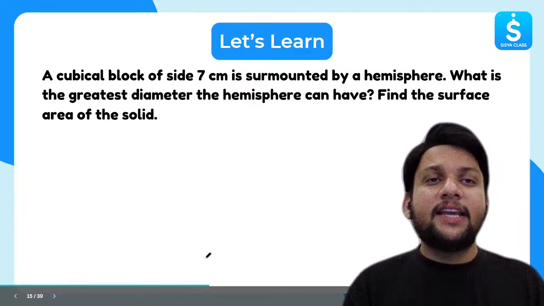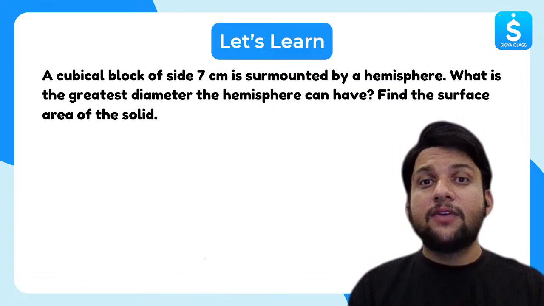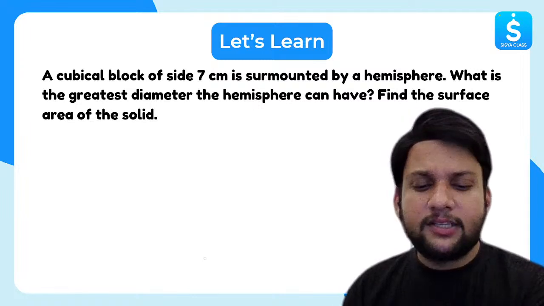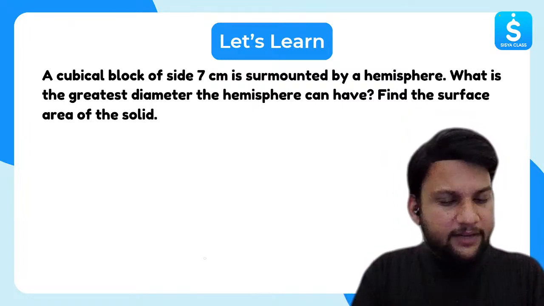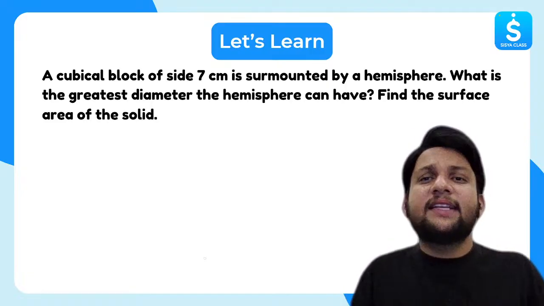Okay, what is the question saying? A cubical block of size 7 centimeter is surmounted by a hemisphere. First of all, what is the meaning of surmounted? Surmounted means suppose if I have one object and this object is placed above the other object. This is called as surmounted.